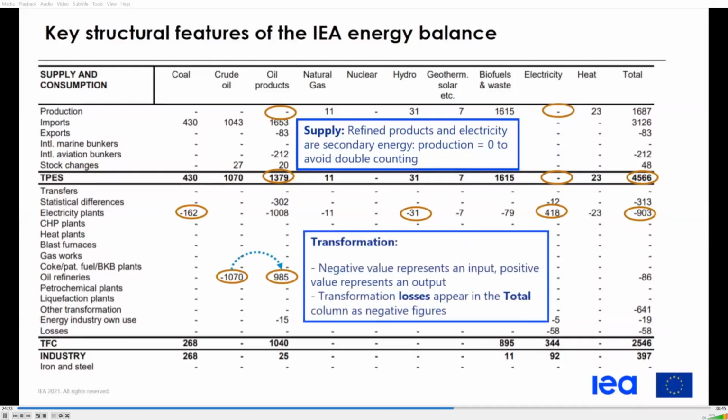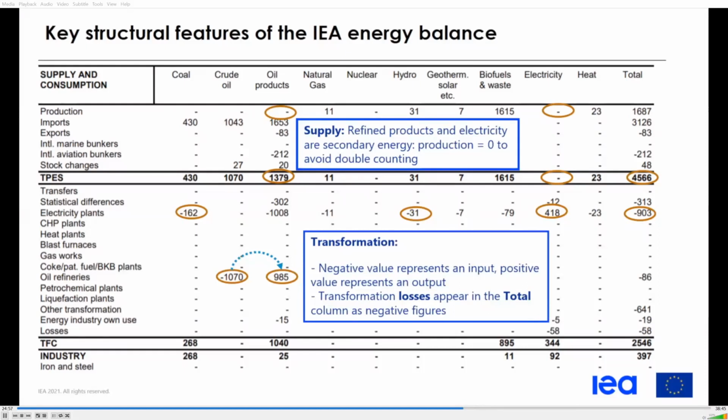In the transformation block, there is a sign convention. Negative values represent an input and positive values represent an output. Transformation losses appear in the total column as negative values. In the total final consumption block, you have all the different sectors consuming fuels such as industry, transport, residential, and non-energy use.